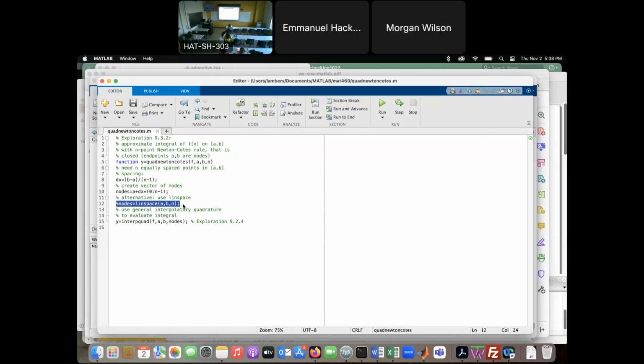This would have also done the trick, just calling linspace. You may remember linspace coming up in the very first homework. But I want to show you basically what linspace would do.